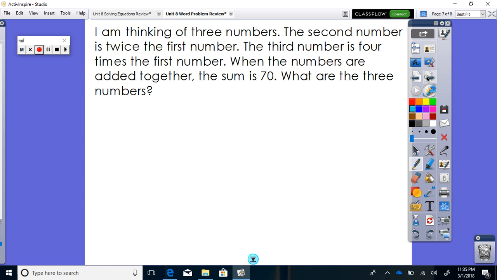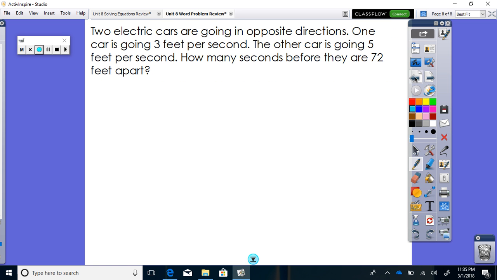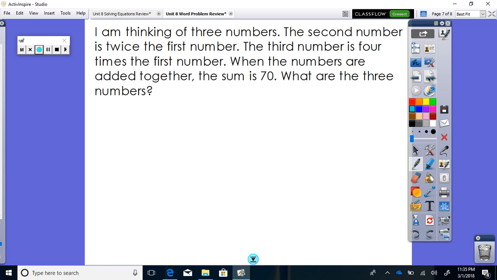All right, I think this is the last one. I'm thinking of three numbers. The second number is twice the first number. The third number is 4 times the first number. When the numbers are added together, the sum is 70. What are the three numbers?